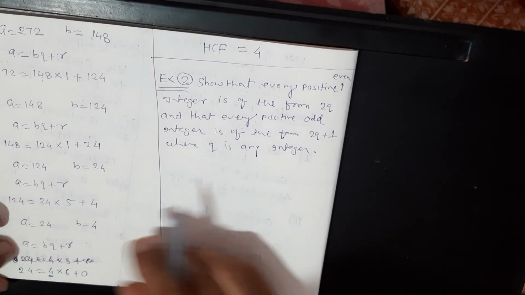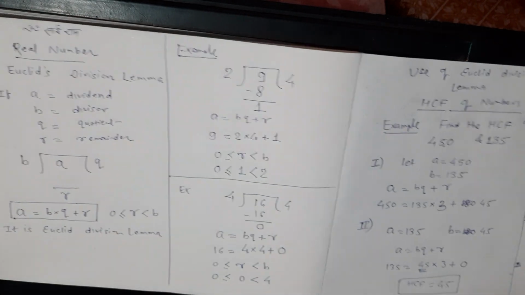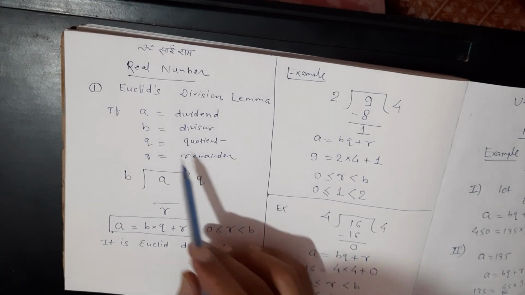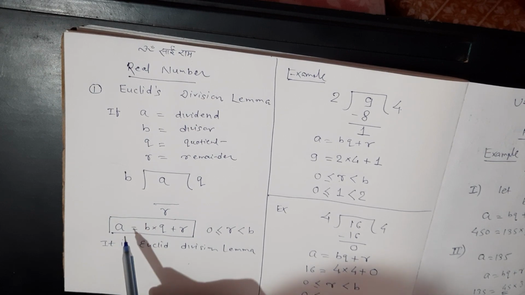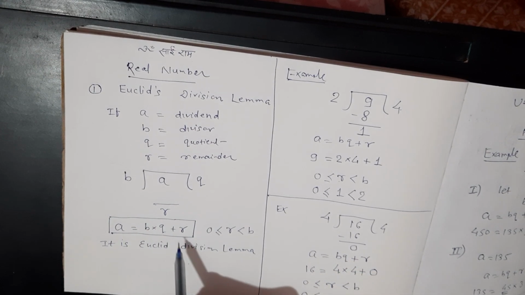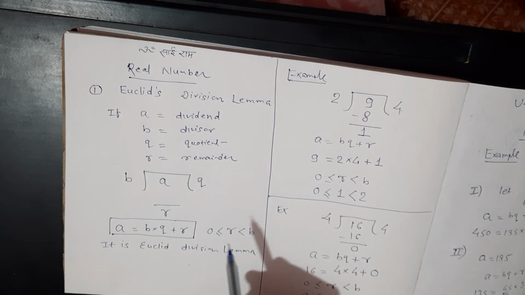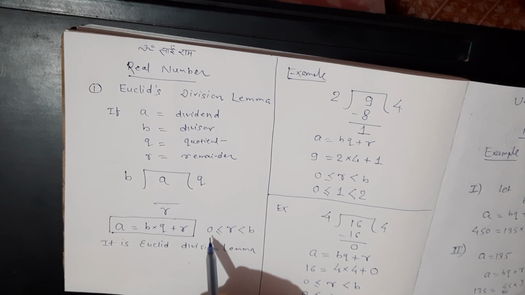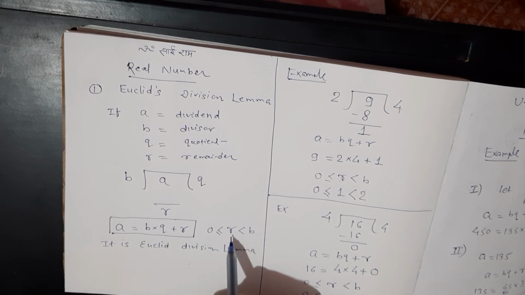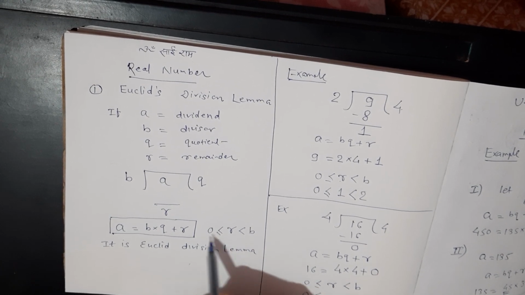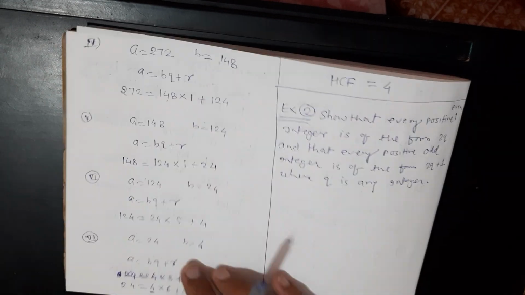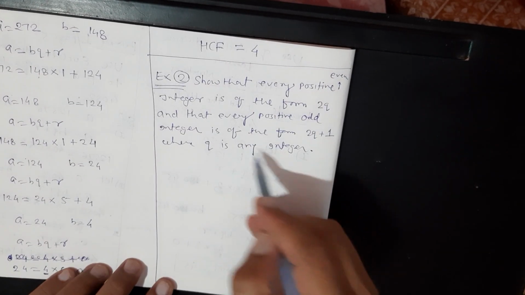Let me come back to the very beginning, where I taught you what Euclid division lemma is: a equal to bq plus r. And the very important criteria I chose for the remainder is that it is always greater than or equal to 0 and less than b. So this is very important. Look at how to solve this question.